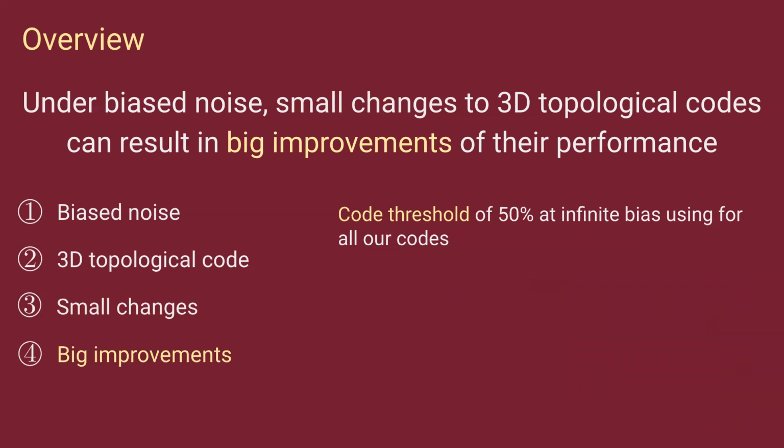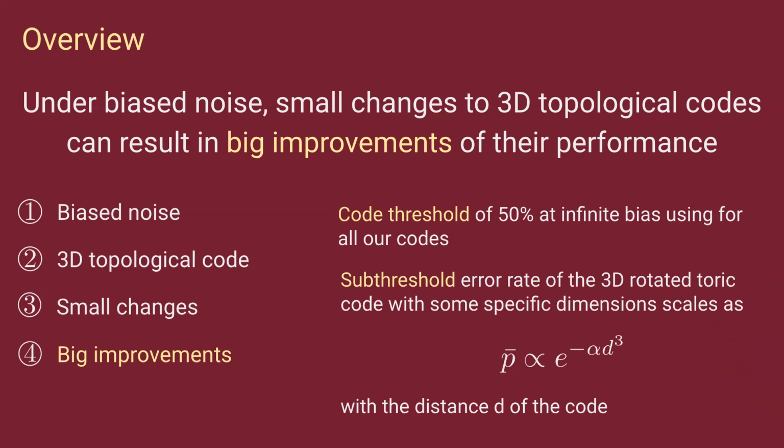Then what do I mean by big improvement? The first thing we showed is that for all the codes we consider in our work, we obtain a threshold of 50% under pure bias. We also show that for some boundary conditions and sizes, we have a nice subthreshold scaling that now scales like exponential in the number of qubits, for 3D codes, d cubed, where d is the distance of the code, which is improved over the normal case of exponential in minus alpha d.